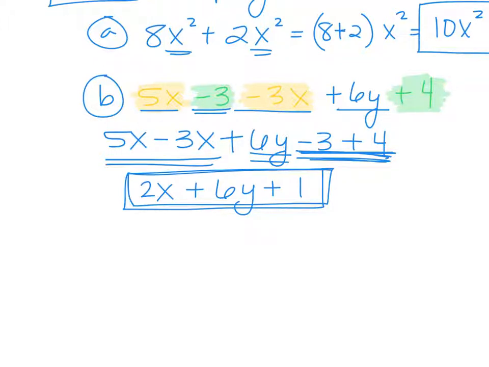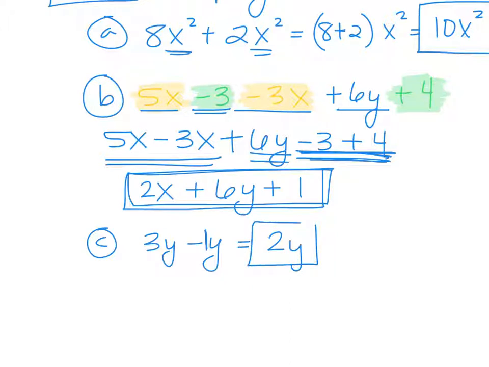Okay, let's do another. How about if I have 3y minus y? What does that become? 2y, right? Essentially, you have a 1 here in front of that y. So 3y minus 1y is 2y. Okay, don't get rid of your y's. It's 3 apples minus 1 apple is 2 apples, right? How about this one?